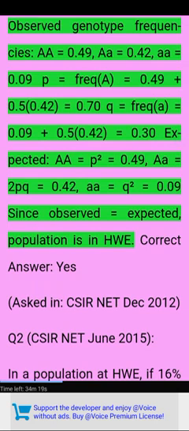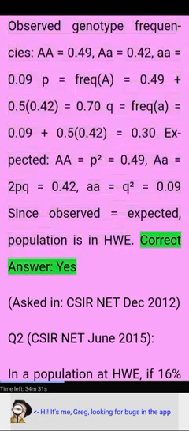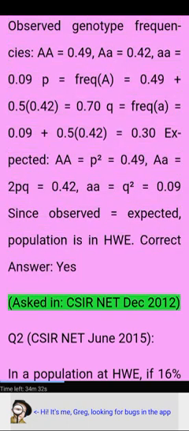Observed genotype frequencies: AA equals 0.49, Aa equals 0.42, aa equals 0.09. P equals frequency of A equals 0.49 plus 0.5 times 0.42 equals 0.70. Q equals frequency of a equals 0.09 plus 0.5 times 0.42 equals 0.30. Expected: AA equals P squared equals 0.49, Aa equals 2PQ equals 0.42, aa equals Q squared equals 0.09. Since observed equals expected, the population is in HWE. Correct answer: yes. Asked in CSIR NET December 2012.